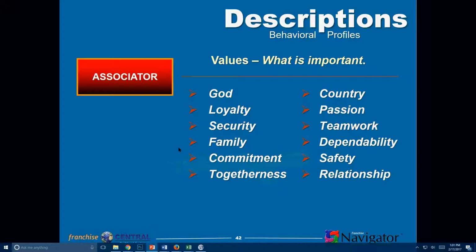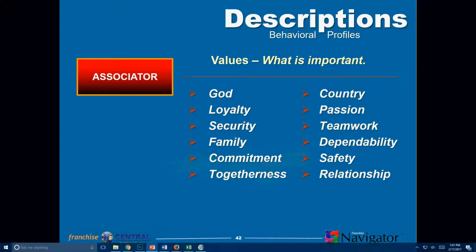So what's important to them? And again, these are all great words to use when you're talking to them. Intertwine these words into the conversations: God, loyalty, security, family, commitment, togetherness. So if a franchise is looking for somebody that has a high associator influence, "join our family" is a good idea. Anything dealing with the country, they're very passionate. They like teamwork, dependability, safety, and establishing a relationship is more important.